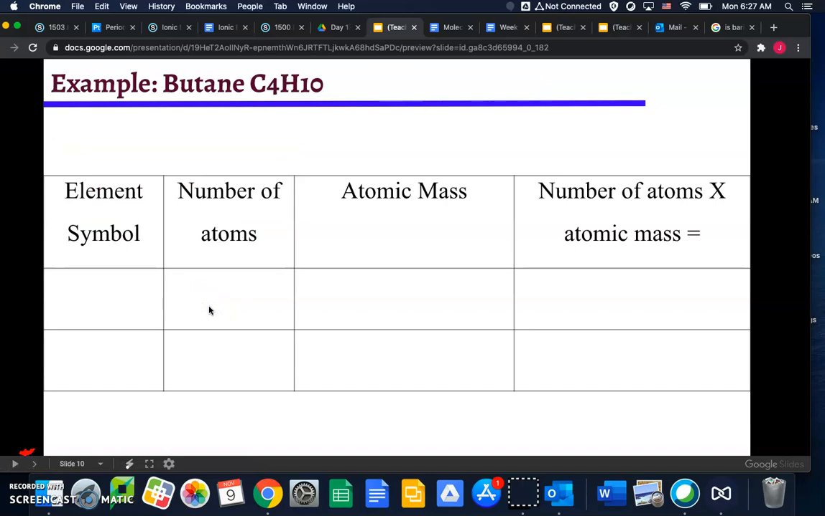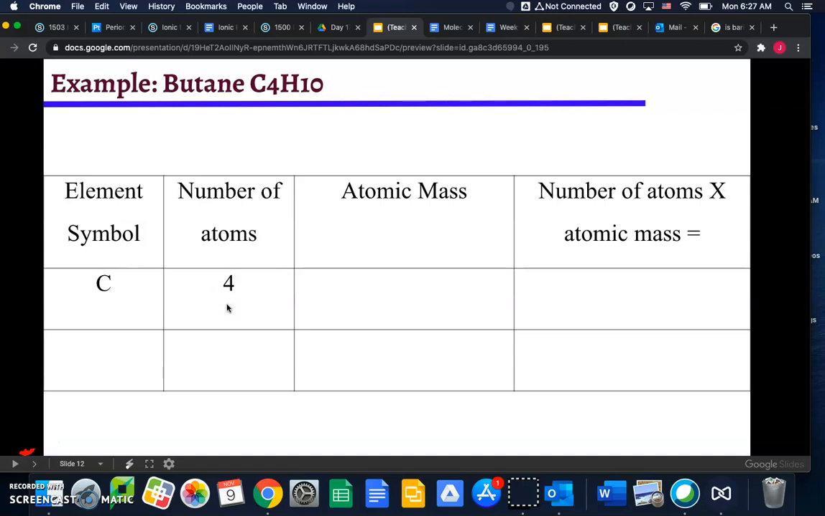Okay, so let's quickly go through an example. Here we have butane, which has the chemical formula C4H10. The first element in that compound is carbon. So I'm just going to write down the element symbol. Number of atoms in this molecule: because of that subscript 4, we're going to say that there are 4 atoms.